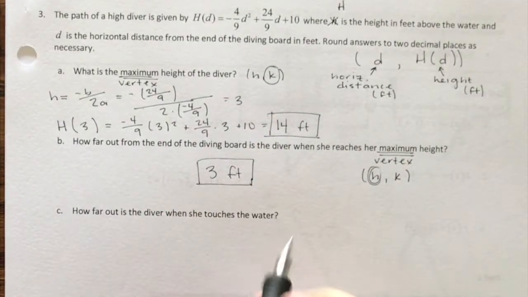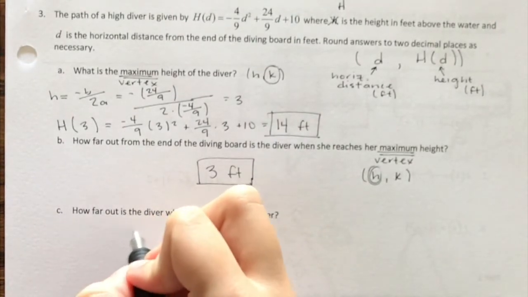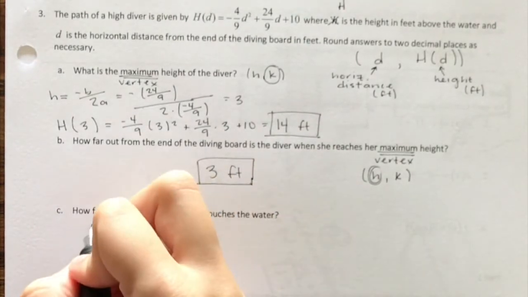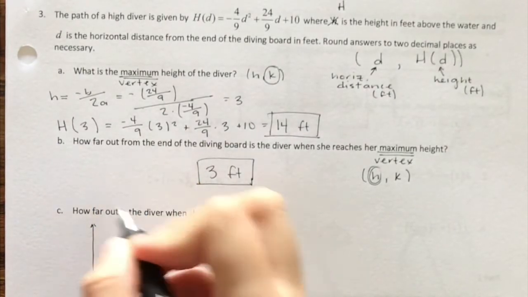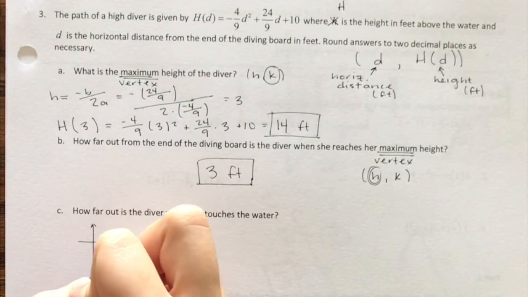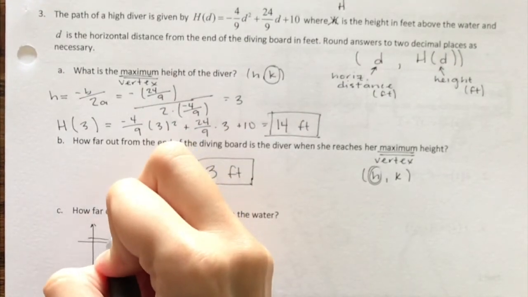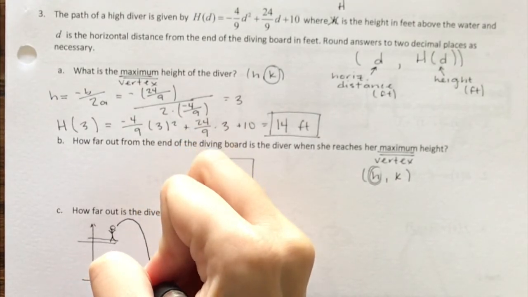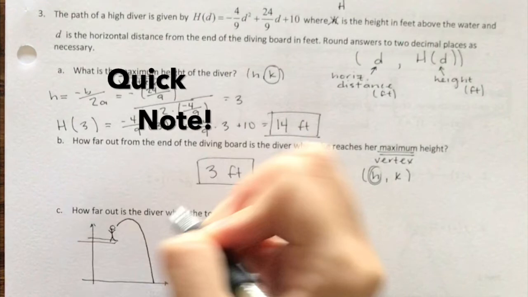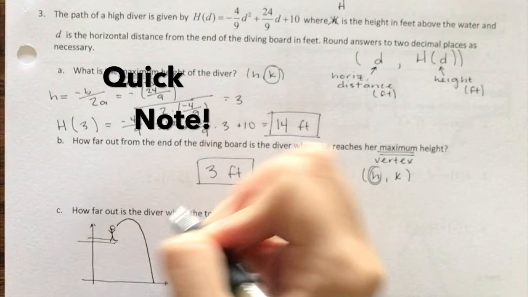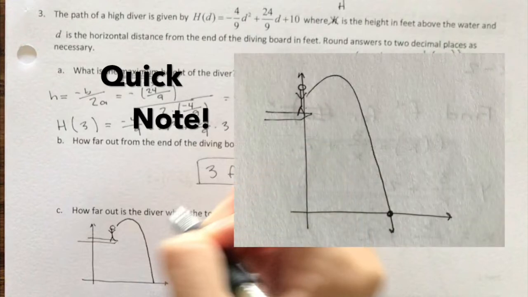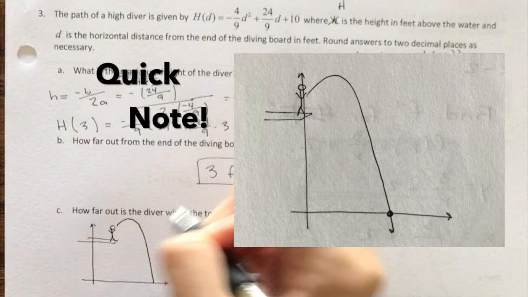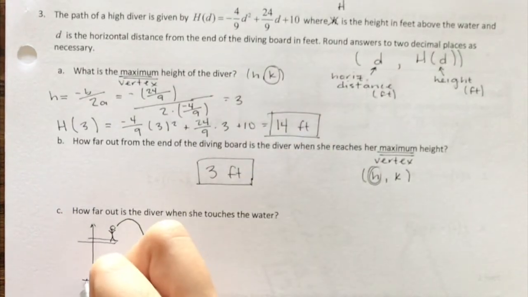How far out is the diver when she touches the water? So we're diving. We've got our diving board here, and we've got our person, and the person is diving to the water. I just want to note really quickly that the way that I drew this is misleading. Remember, our D axis should start from the end of the diving board, right? D equals 0 is from the end of the diving board. So our H axis, our vertical axis, should be right where the person is standing. Right, this is the water.